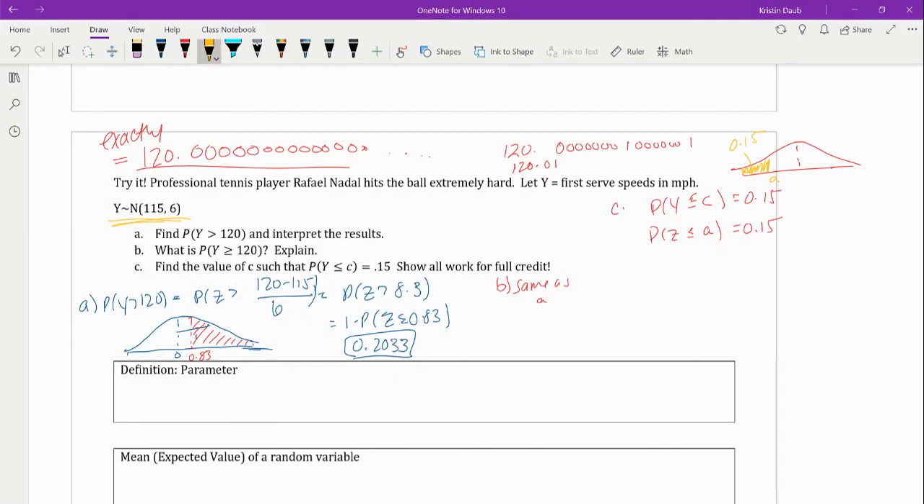If you want to use your table, you're just looking for the numbers in the middle. You're looking for an area of 0.15 and then figure out what z-score corresponds to it. In this case, a would be negative 1.04. That's the z-score that we should get, negative 1.04. That's not a speed, that's a z-score. So I'm going to use my z-score formula, c minus 115 over 6, to solve for the value. And we should get, not x, I used c, a speed of 108.76 miles per hour.